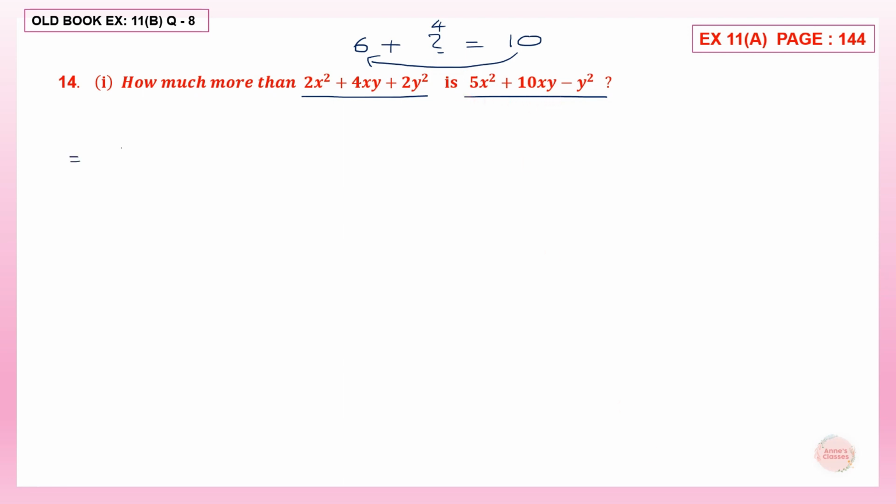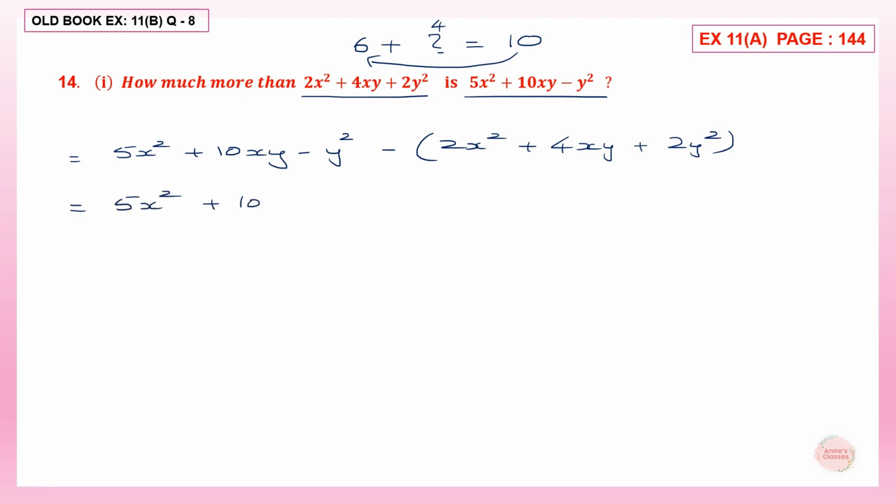So this becomes 5x square plus 10xy minus y square minus 2x square plus 4xy plus 2y square. Now we're going to remove the brackets. 5x square plus 10xy minus y square. Now when you open the brackets, change all the signs inside because we have a minus sign before the bracket. So we're going to remove the brackets. Minus 2x square minus 4xy minus 2y square.